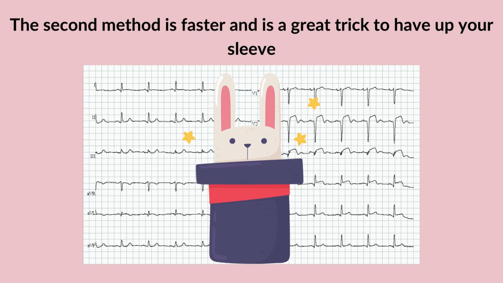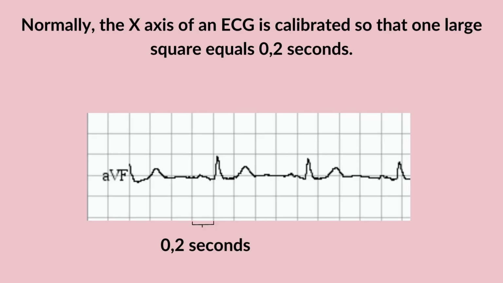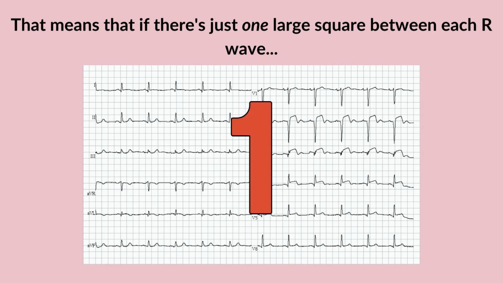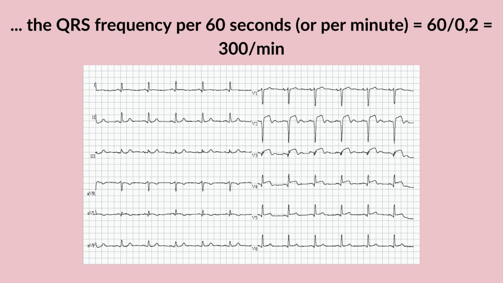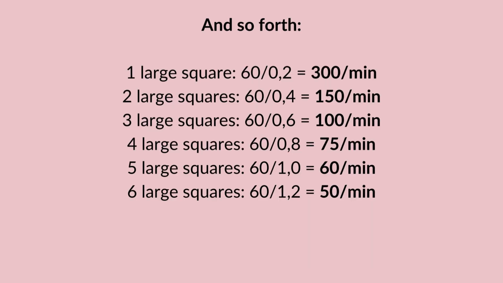The second method is faster and is a great trick to have up your sleeve. It's just to count the number of large squares between two R waves. Normally, the x-axis of an ECG is calibrated so that one large square equals 0.2 seconds. That means that if there's just one large square between each R wave, the QRS frequency per 60 seconds, or per minute, is 60 divided by 0.2, which is 300 per minute. If there are two large squares, 0.4 seconds, it's 60 divided by 0.4, which is 150 per minute, and so forth.